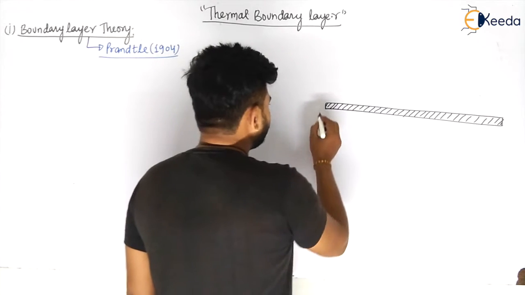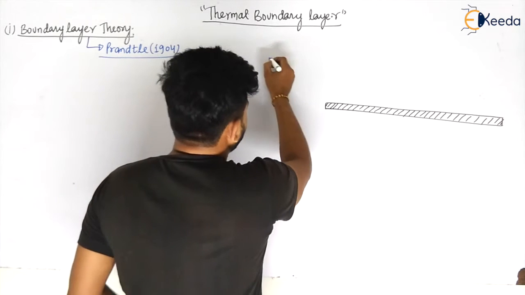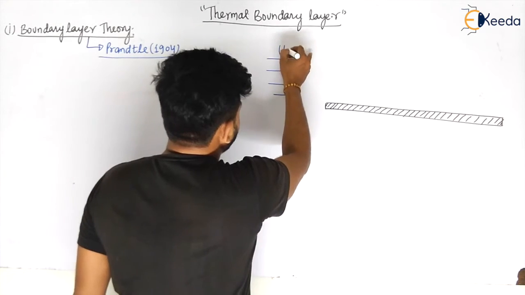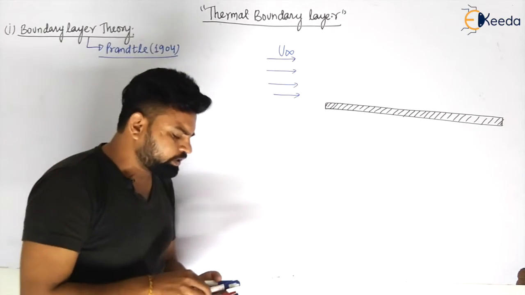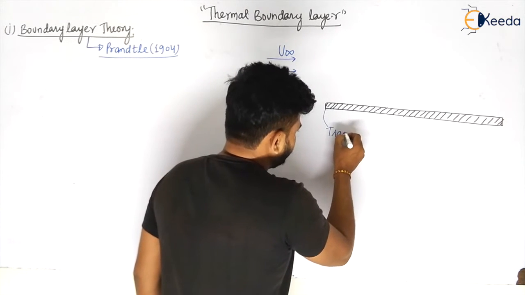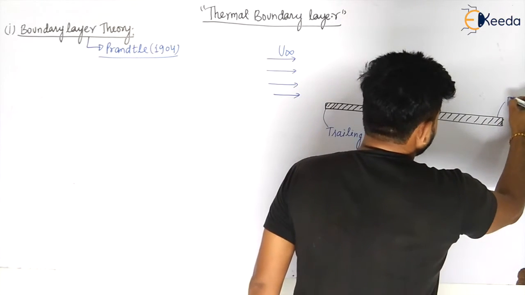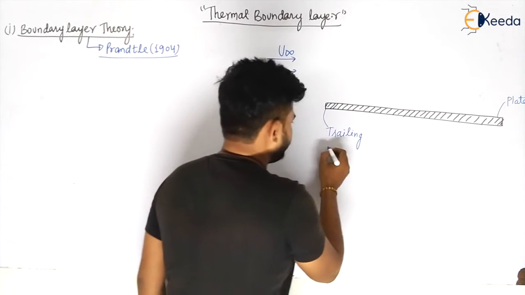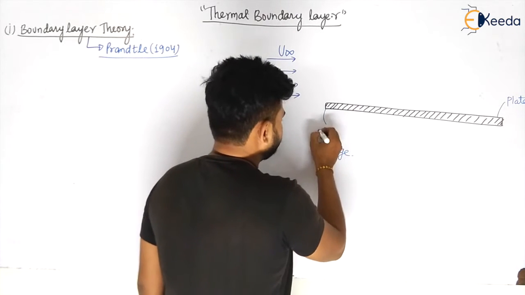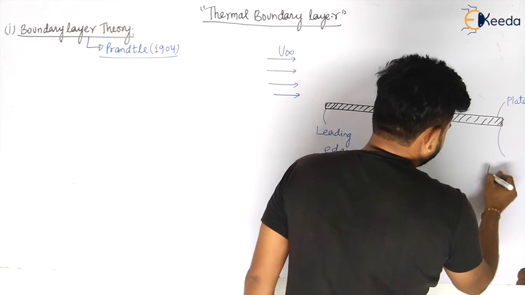When the fluid is coming from this direction, let us say some fluid is coming with velocity u infinity in this direction. This is your plate. This is called your leading edge, and that is your trailing edge.